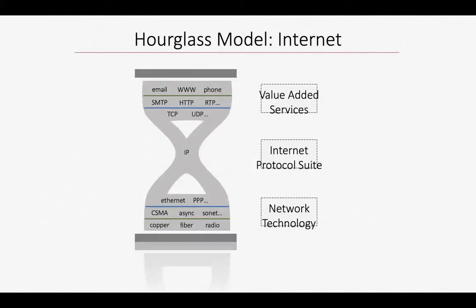The hourglass model of the internet: here you can see at the bottom is the actual physical infrastructure, the copper, fiber, radio. On top of that, some abstractions up through the internet protocol suite, and then at the top, the exploitation, basically things like email, the World Wide Web, phones.